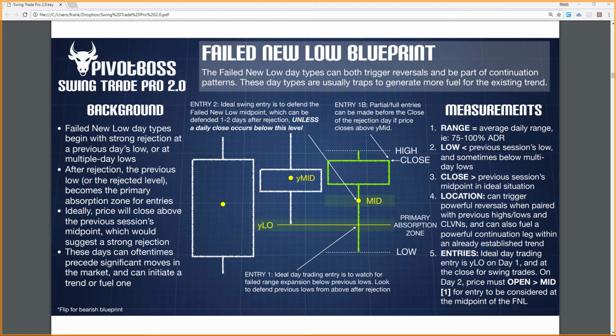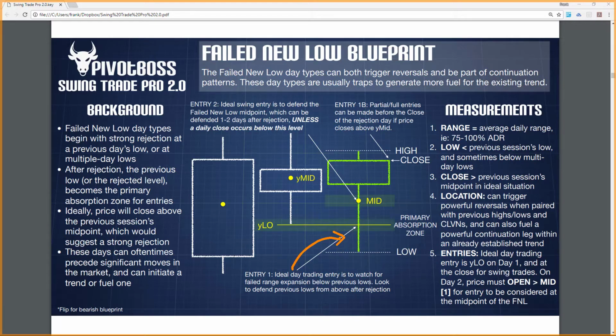Now, these days can oftentimes precede significant moves in the market and can initiate a trend or fuel one by itself. So again, you can use this by itself, or you can put it together within the construct of a current existing move. And what I like about these is this could be an add back to your position. So if you've already taken some profits, you can add back on days like this. Or if you've scaled into a trade, this is an area where you can increase exposure after the rejection.